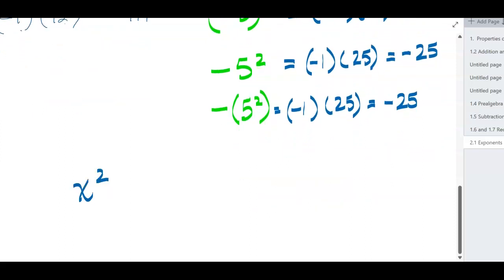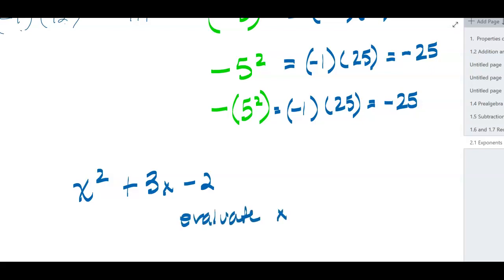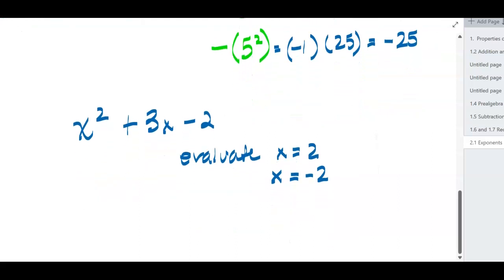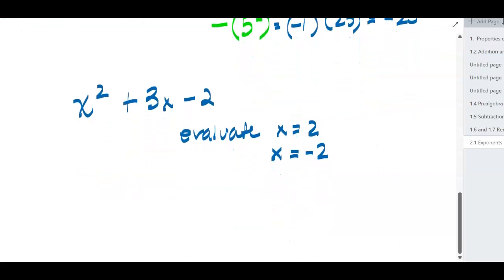Let's say it's x squared plus 3x minus 2, and it'll say evaluate when x is equal to 2 and when x is equal to negative 2. So when x is 2, I would say, well, that's going to be 4 plus 2 times 3 is 6 minus 2, so the answer is 8.